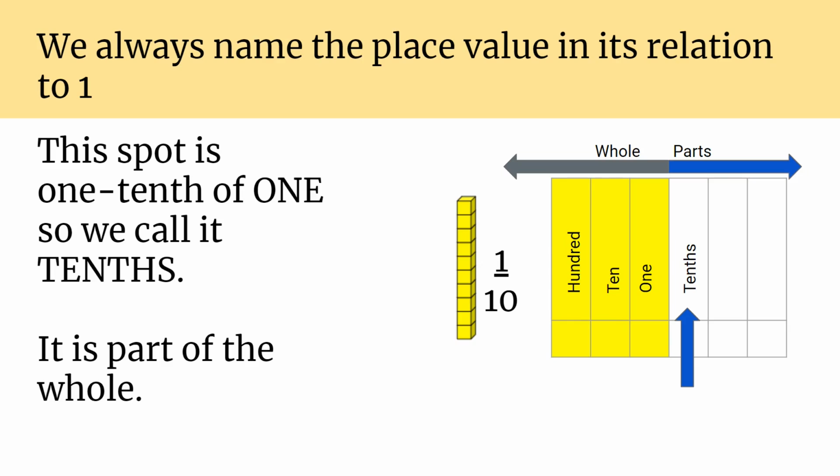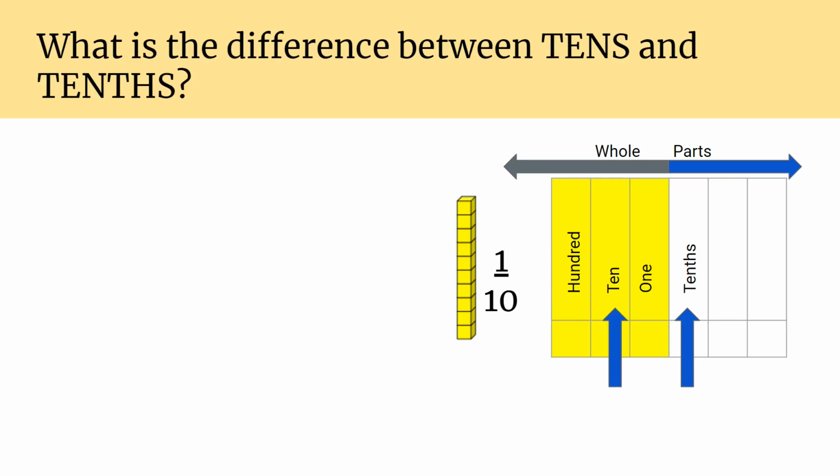And you'll notice the arrow at the top says part. So everything on that side that's colored in white is about parts of the whole. It's not quite a whole one, it's just parts. So what's the difference between tens and tenths? Take a moment to think about that. Well, a 10 means that I have 10 ones. A tenth means I don't even have a full one yet.